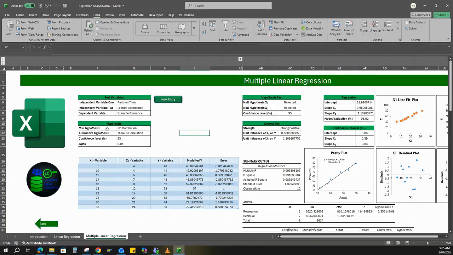Now the hypothesis: the null hypothesis is no correlation. That means the exam performance is not influenced by these two variables. That is the null hypothesis. And the alternative hypothesis is that it is influenced by these two variables. We will carry out this test at around a 90% confidence level.